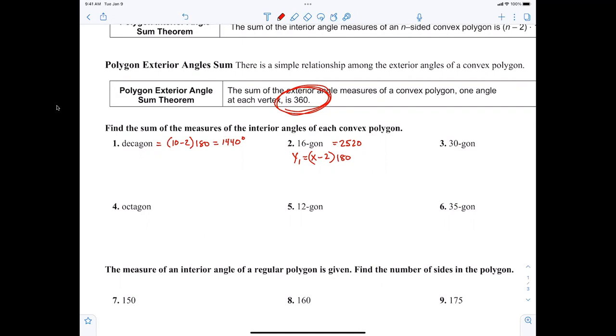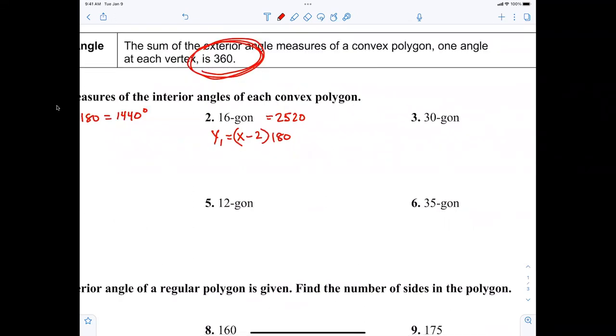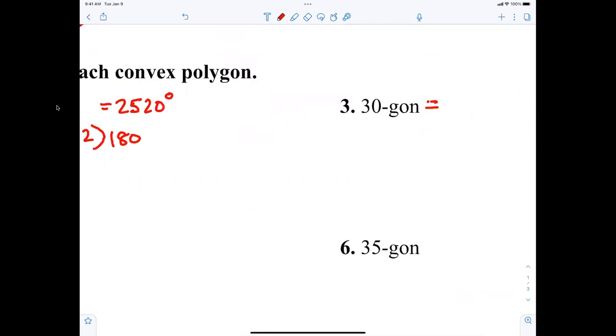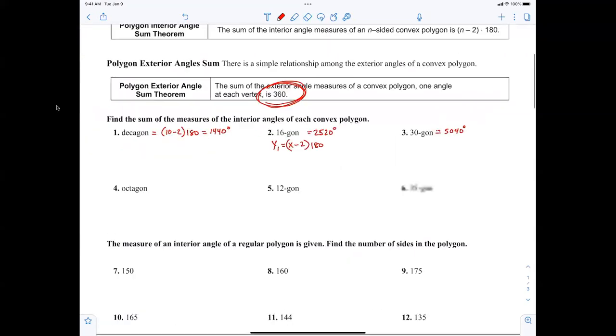Now, if you don't know how to use your calculator, you can let me know. What's a 30-gon going to be? Tanner, and I want the degree symbol too. 5,040. You're asking a question. I don't know, you raise your hand. I want the answer. Is it 540, 50, or 5,040? Is that correct for 30? Yeah. All right, so next one.